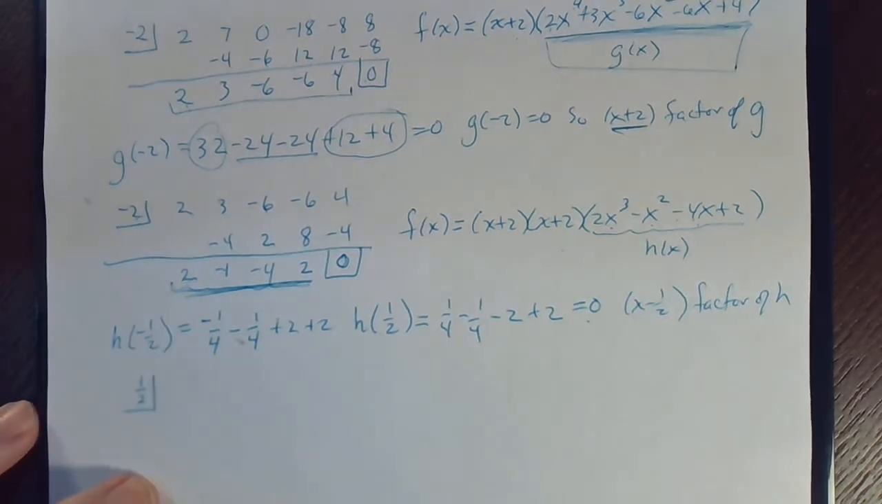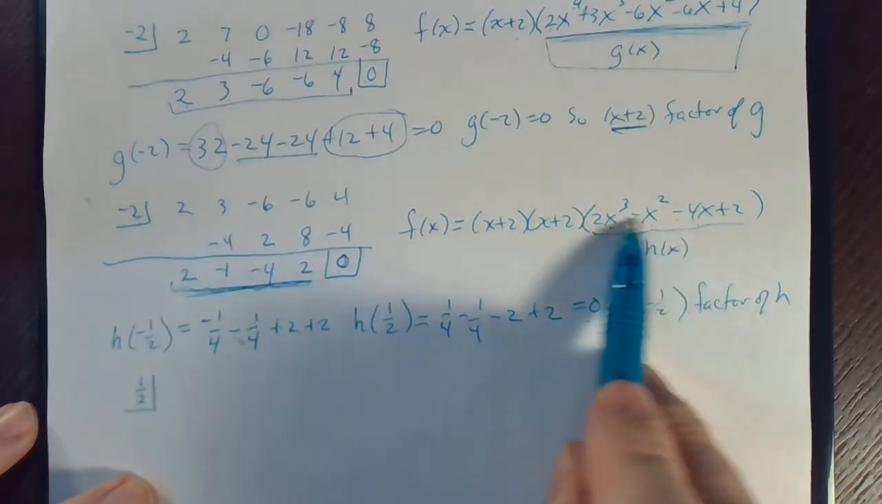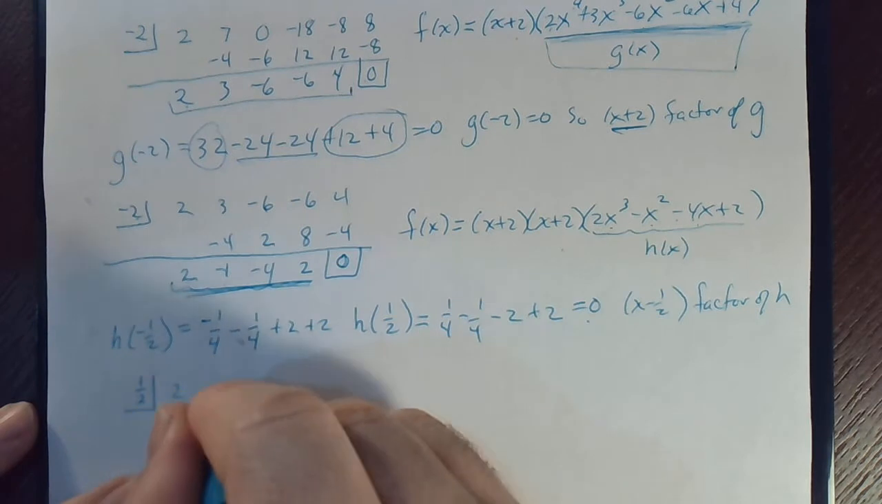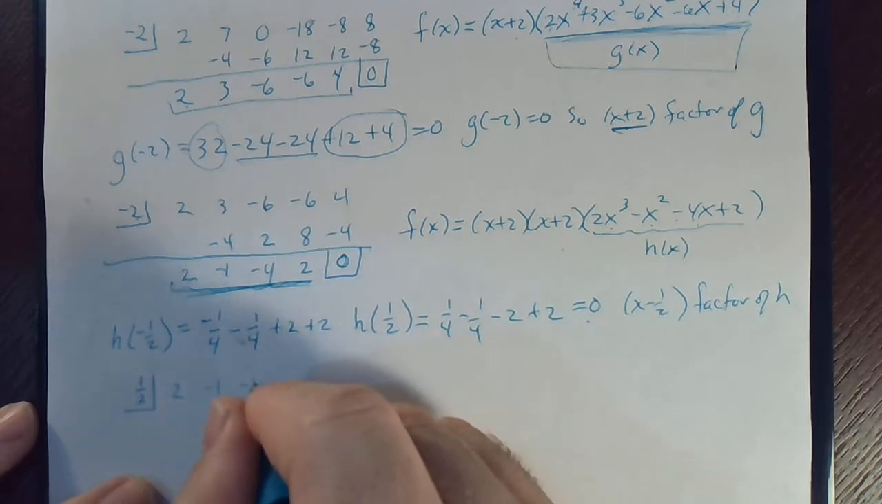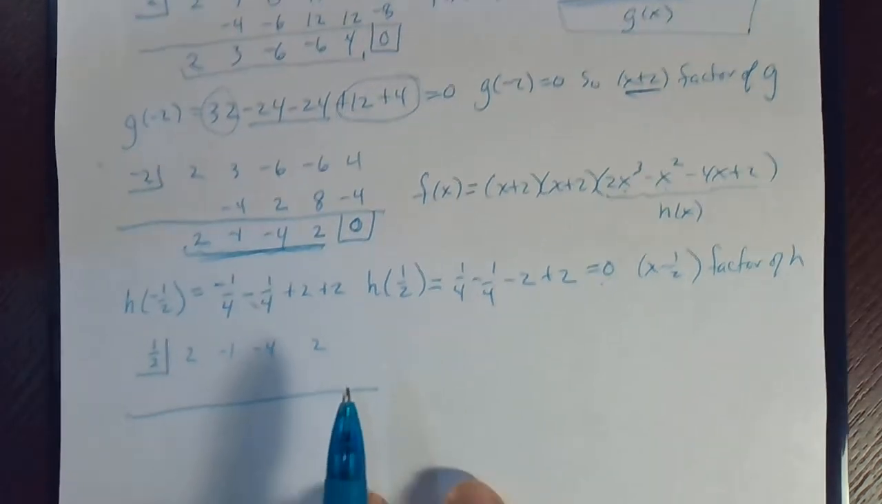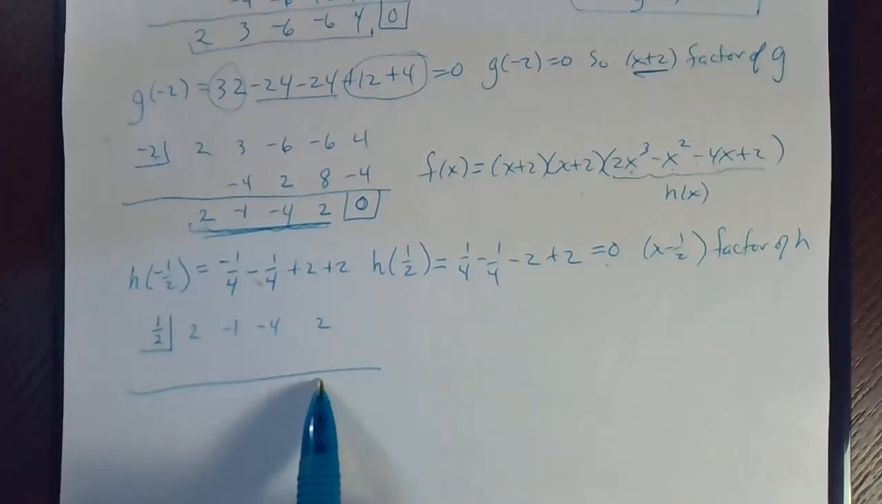1/2. And I'm going to put these coefficients right here: 2, negative 1, negative 4, 2. And assuming I don't make any arithmetic mistakes, we're going to end up having a 0 down here.